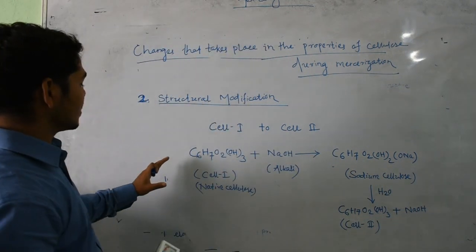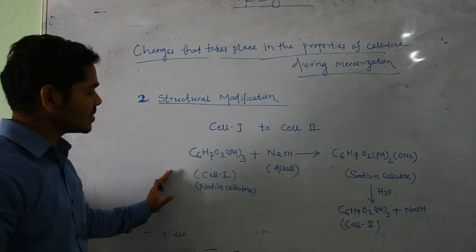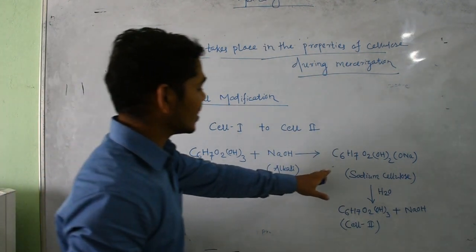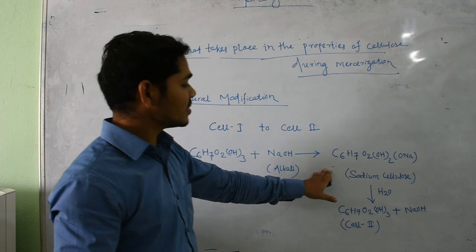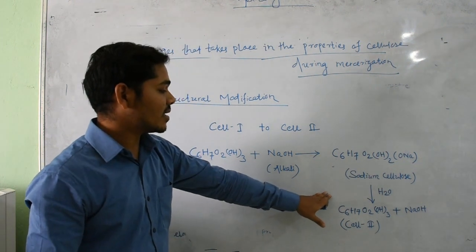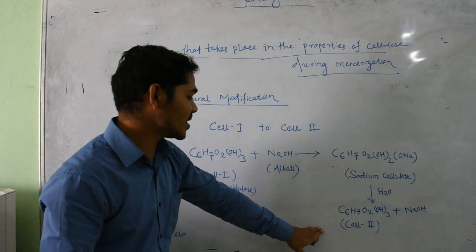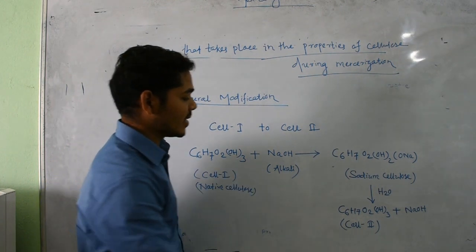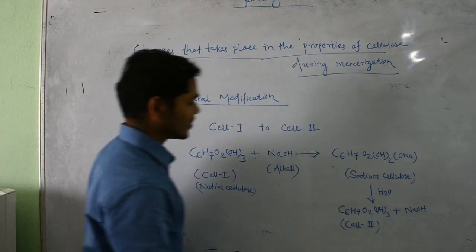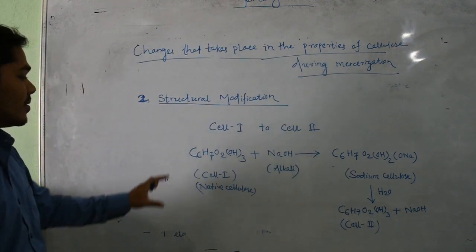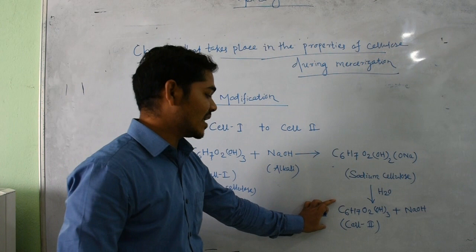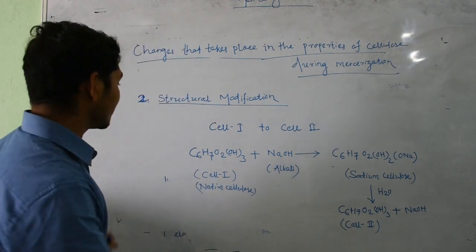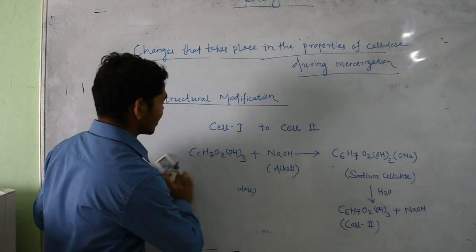So first cellulose first or native cellulose reacts with alkali, that is sodium hydroxide. It gets converted into sodium cellulose, and again hydration of sodium cellulose results in the structure of cellulose second, and sodium hydroxide is the byproduct of this. Now chemical structure looks same in both cellulose 1 and cellulose 2. Now what are the main, major changes that takes place?